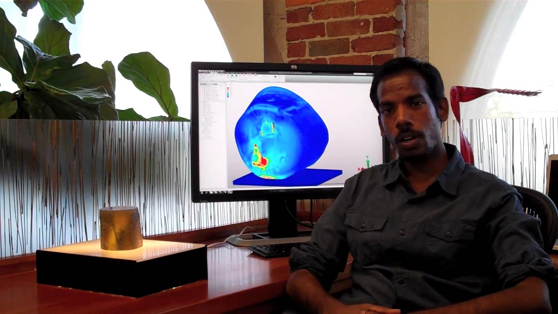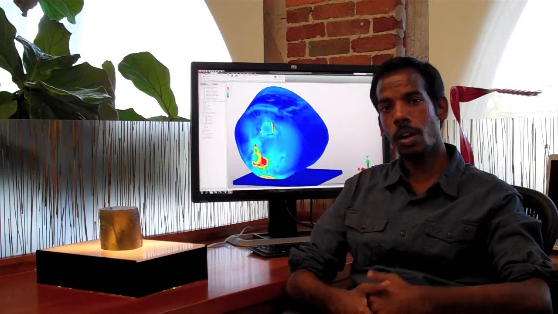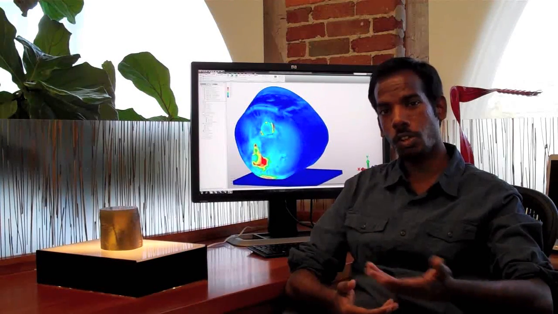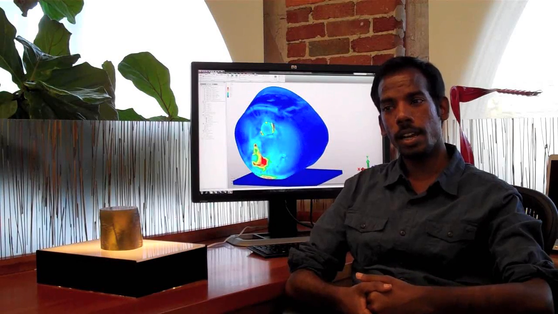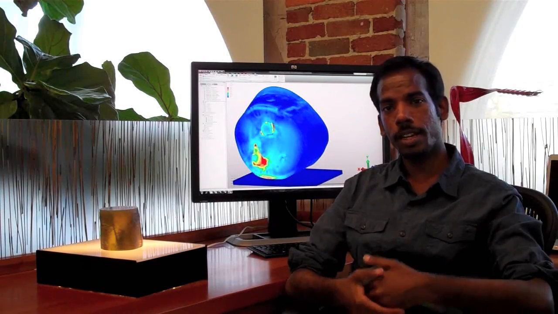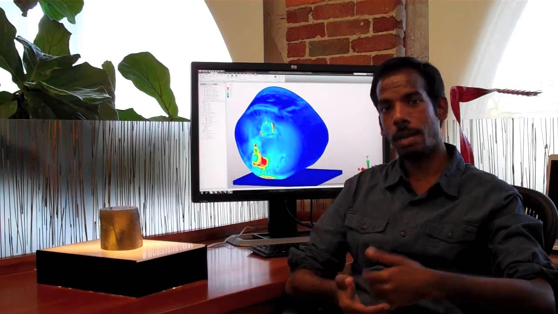This is an ongoing work, so when I go back to MSU, I will continue using Autodesk software to build models, and these models will validate the experimental work done in our lab.